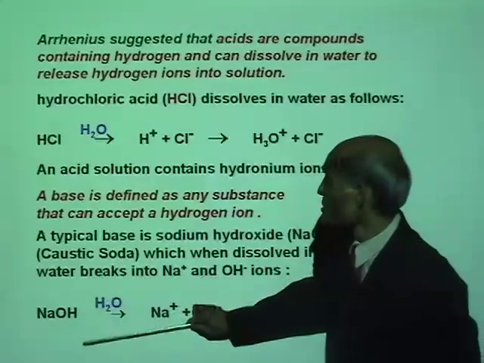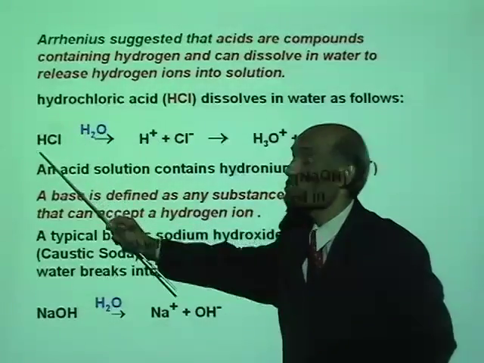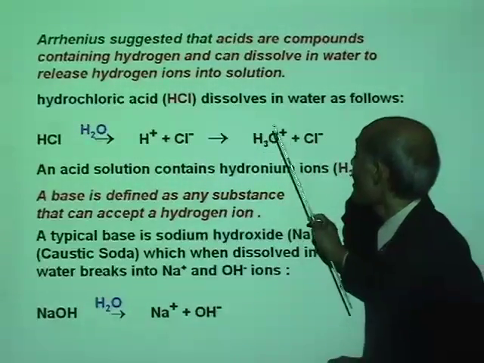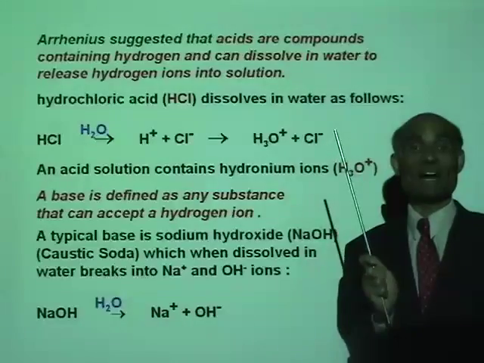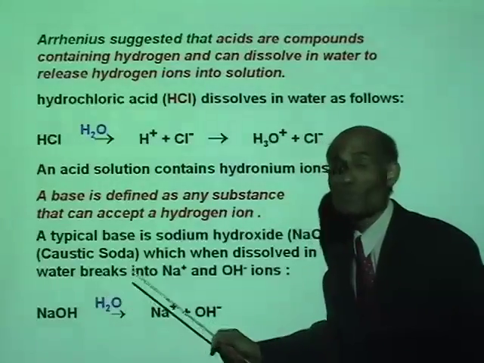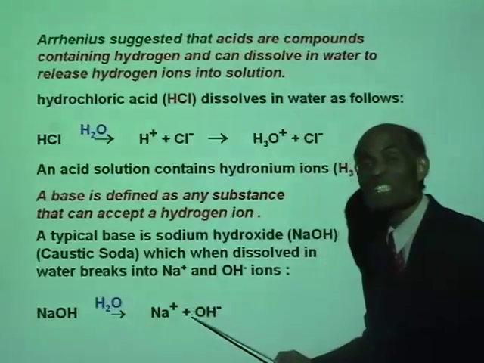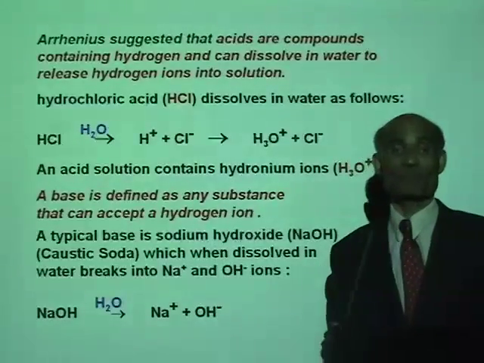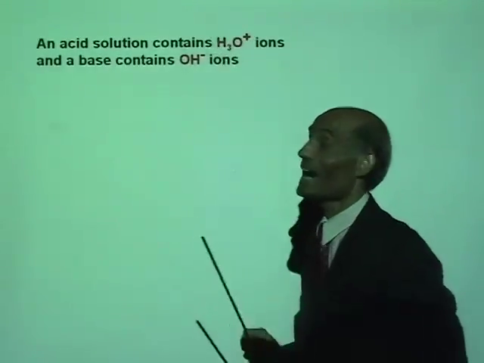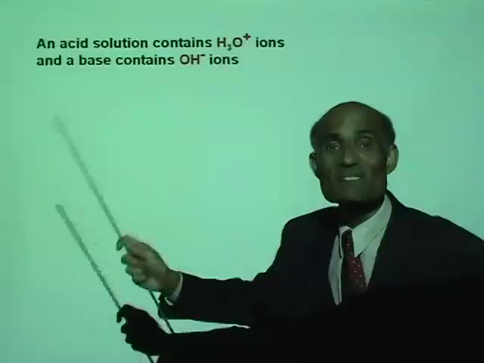Now, you must distinguish between the base and an acid. HCl, which is an acid, when dissolved in water becomes hydronium ions and negative chlorine ions. Sodium hydroxide, which is a base, when dissolved in water, separates into positive sodium ions and negative OH ions. An acid solution contains hydronium ions, and a base solution contains OH negative ions.